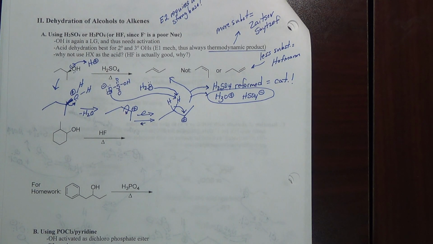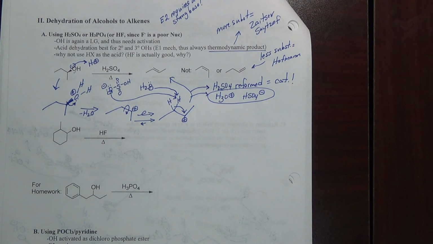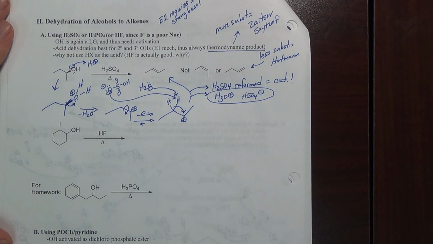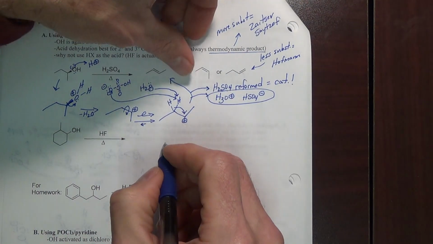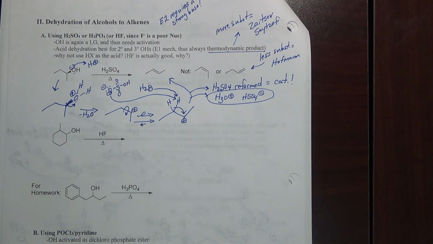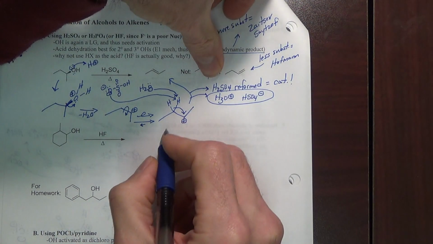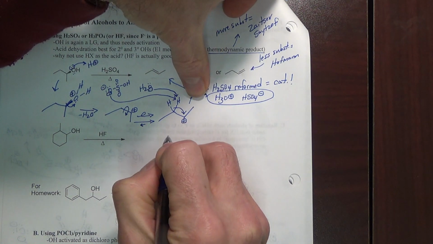All right? Structured memorization. And then you have other things you can include on your note card, like E1 always gives Zaitsev most, and any other things that go along with an E1. And the product here, you can pause it. Work on that. I'll go ahead and show the product here.